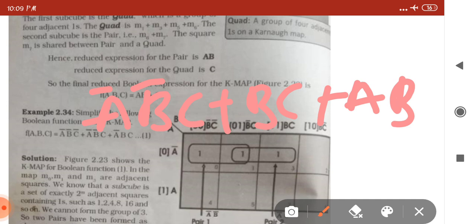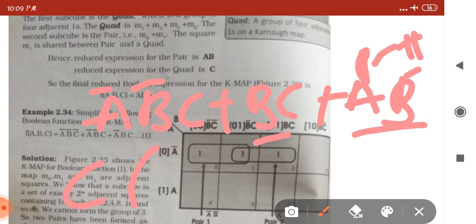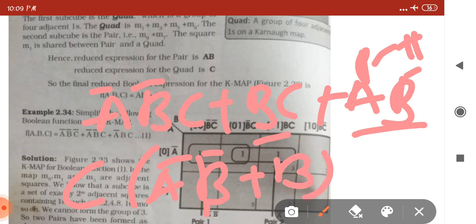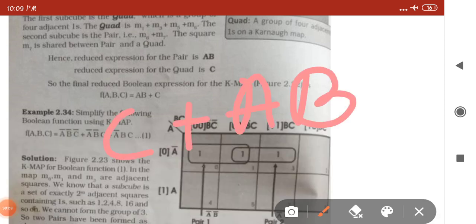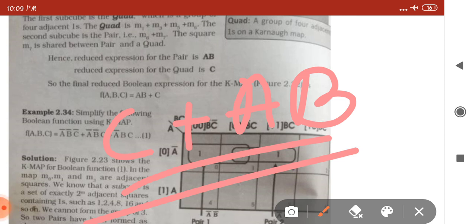See how it comes. AB is from pair 2. This will not simplify. C is common. Take that one. A bar B bar plus B can be taken as 1. The answer is C plus AB. This is the way to solve the equations.